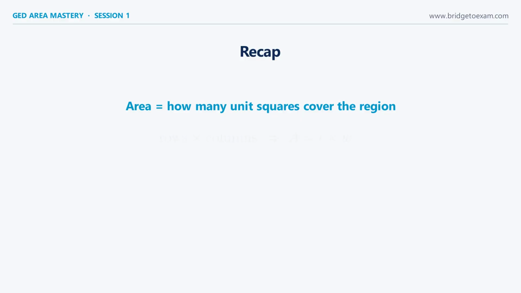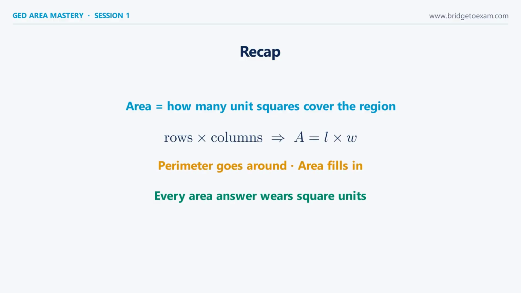Let's recap. Area is the number of unit squares that cover a region. Rows times columns counts them fast, and that's exactly where length times width comes from. Perimeter goes around, area fills in, and every area answer wears square units.